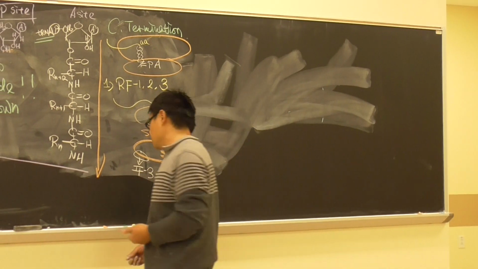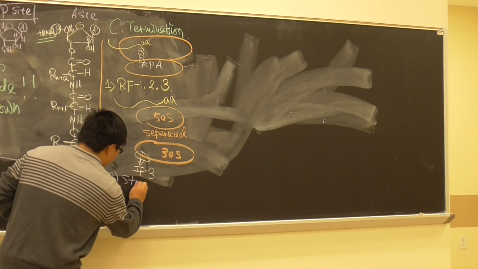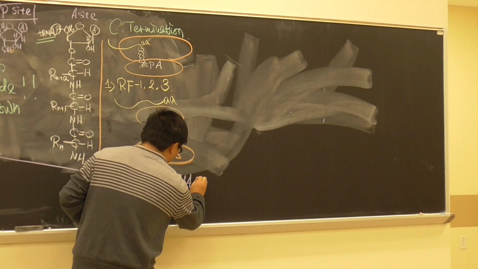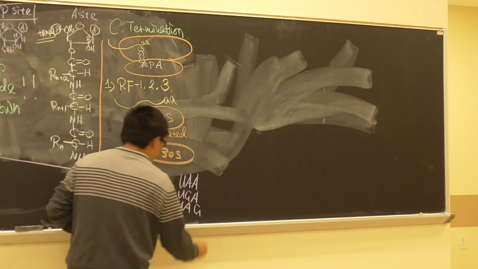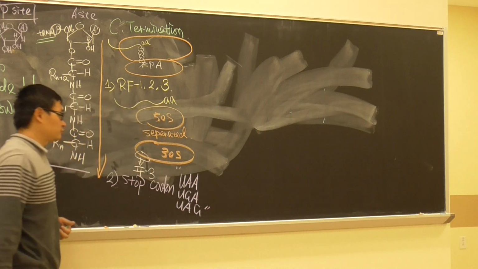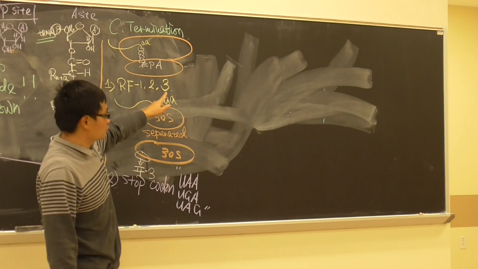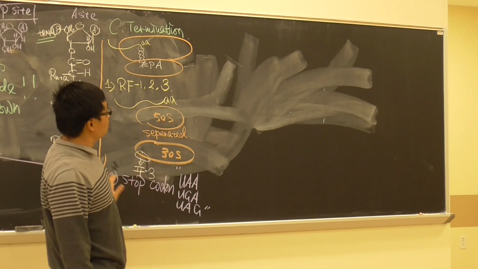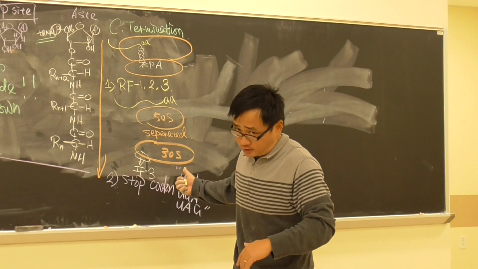Now, of course, for the termination, we need a signal, the stop codon. What are they? UAA, UGA, and UAG. Once you see these coming, that means you have to stop. Okay, so 2 signals: stop codon and the releasing factor 1, 2, 3. Initiation factor 3 will be reattached, make sure they're separated. And then they do the next cycle. And this, we have to repeat again.